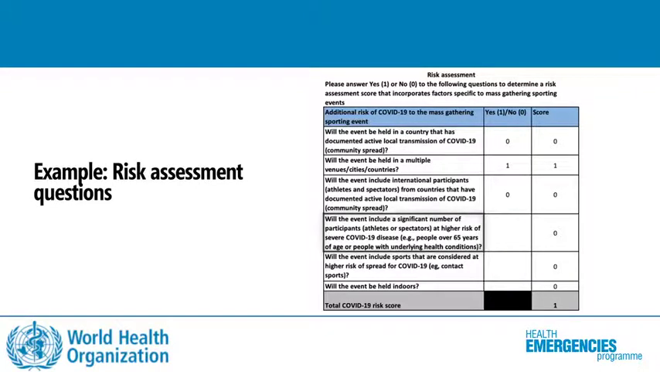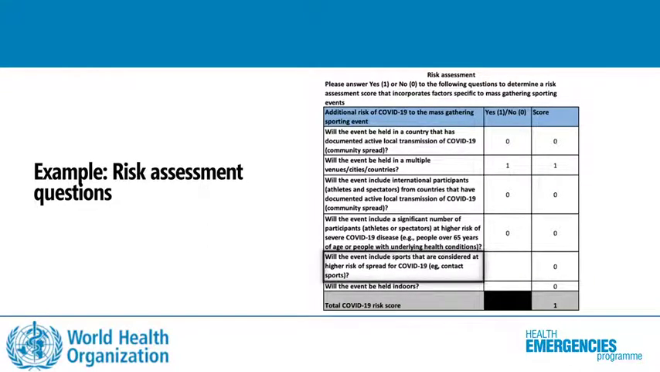Question 4. Will the event include a significant number of participants at higher risk of severe disease? Remember, these would be people over 65 years of age or people with underlying health conditions. No. All athletes and most spectators are expected to be university students with no reported underlying health conditions. We can give this question a score of 0 to indicate no.